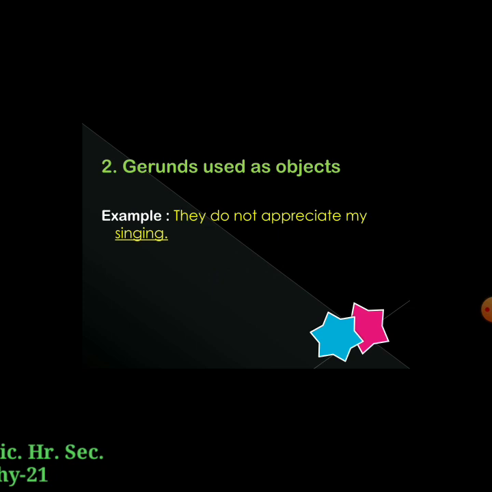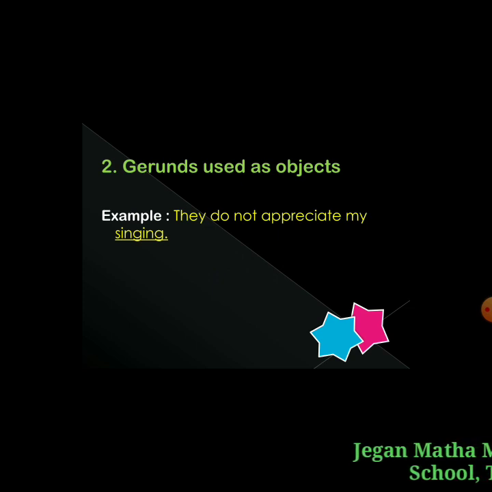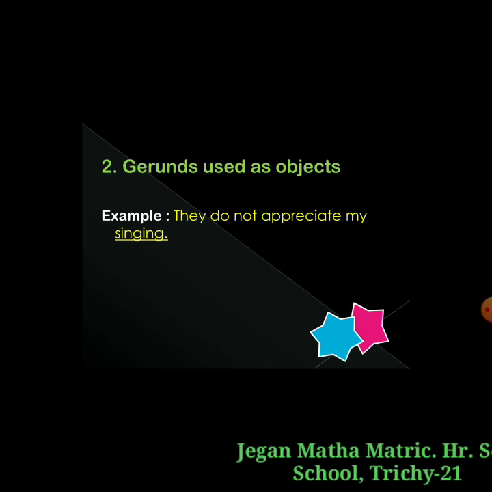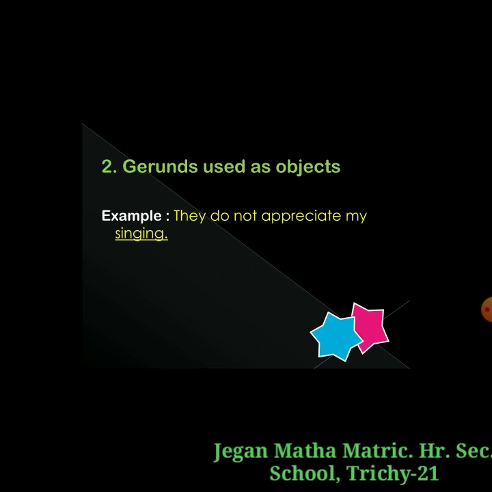Gerunds used as objects. We can also use gerunds as objects. For example, they do not appreciate my singing. They do not appreciate. What do they not appreciate? My singing. So that is the object. We have to ask the question what from the verb. That sentence pattern structure we have learned. The same rule here. Verb plus ing: they do not appreciate my singing. So singing is the gerund.